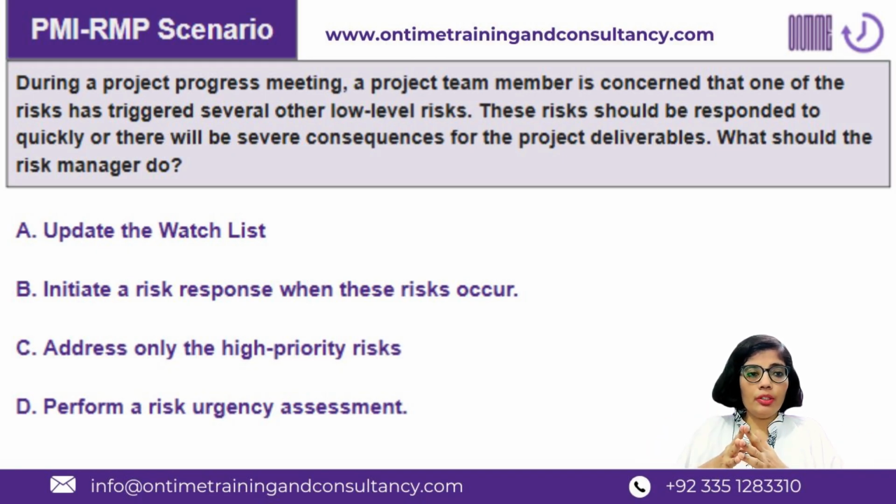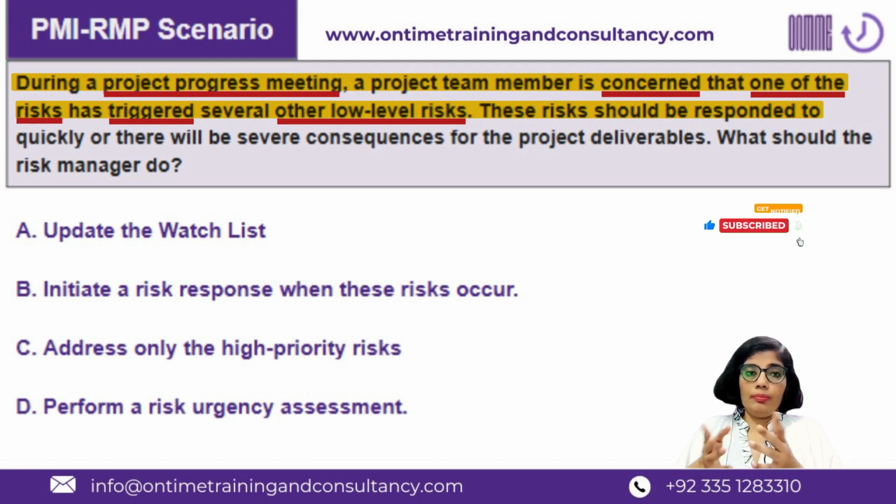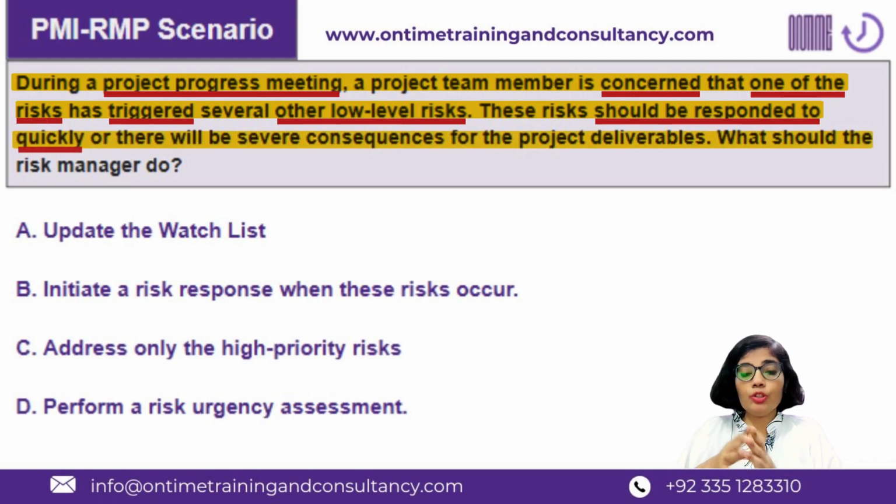The scenario says that during a project progress meeting, a project team member is concerned that one of the risks has triggered several other low-level risks. These risks could be responded to quickly, should be responded to quickly, or there will be severe consequences for the project deliverables. What should the risk manager do?